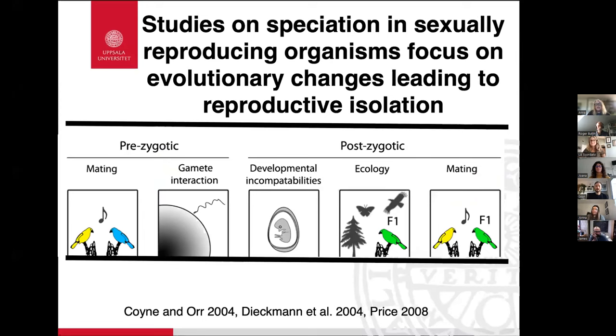When we study speciation in sexually reproducing animals, we're interested in the evolutionary changes that lead to reproductive isolation. So starting off with one population that will evolve in different directions, like splitting into two populations, and what is happening during that process. Reproductive isolation can come in very many different forms. I give a few examples here, and typically we divide them into two categories: reproductive isolation sources that act before the hybrid zygote is formed, and those that act after the formation of a hybrid.